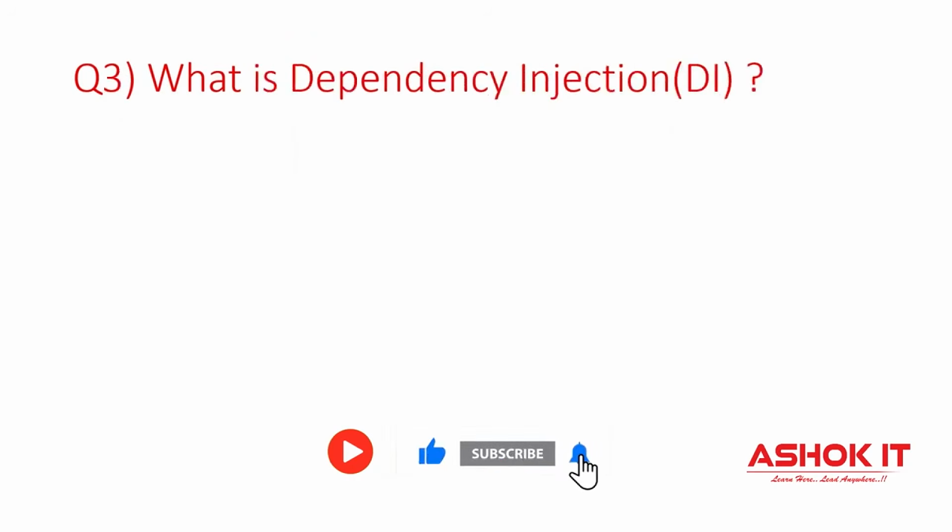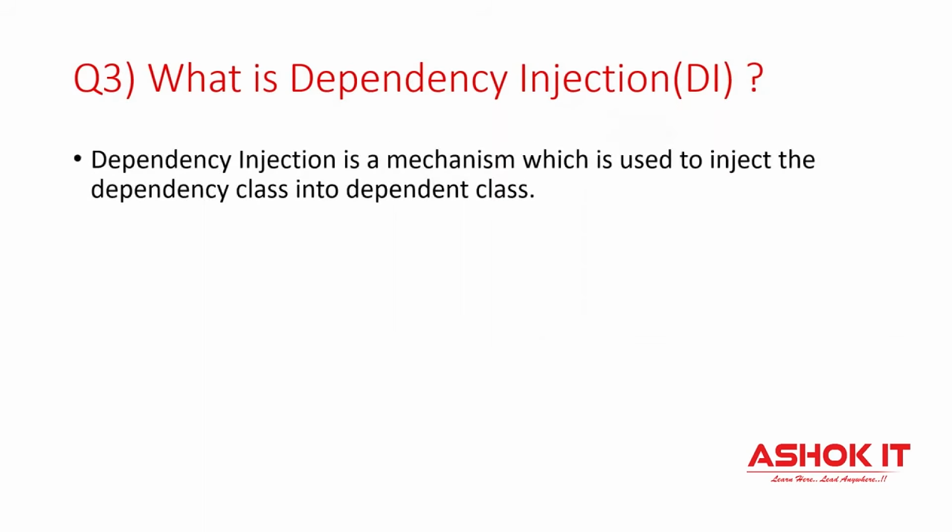Third question, what is dependency injection? One of the most asked questions. The simple concept of dependency injection is nothing but linking the objects or injecting the objects into a dependent class. Consider we have A class and B class. A class needs B object, then B object should be given to A. So creating the B object and giving it to A is nothing but injecting the dependency.